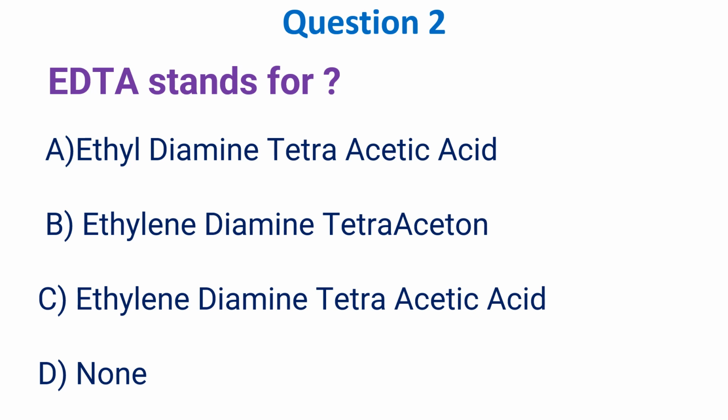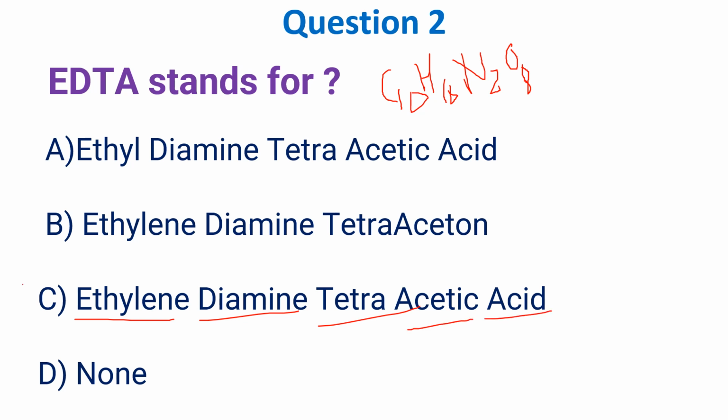And the formula of EDTA is C10H16N2O8. EDTA is soluble in water. It is an odorless, colorless, white crystal powder. And the full form of EDTA is ethylene diamine tetra acetic acid. The answer is C.